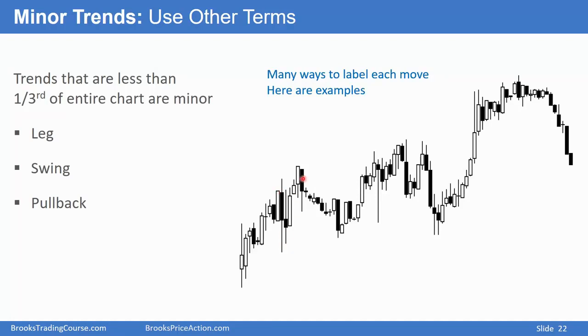Every move is a leg, up or down, small, even if it's only one bar, it's a leg. So everything is a leg. And if it's big enough for a swing trade, I call it a swing. If it's big enough, and if there are only two moves on the entire chart, like big up, big down, I call it a trend.